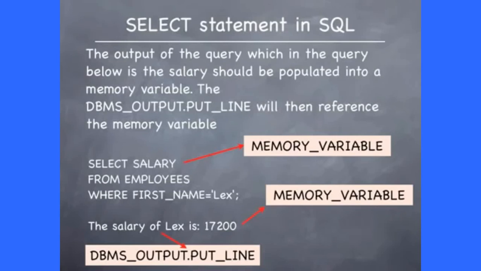After the memory variable has been populated, the contents of the memory variable can be accessed using the DBMS_OUTPUT.PUT_LINE statement, which allowed you to display the values of variables with strings in meaningful ways.